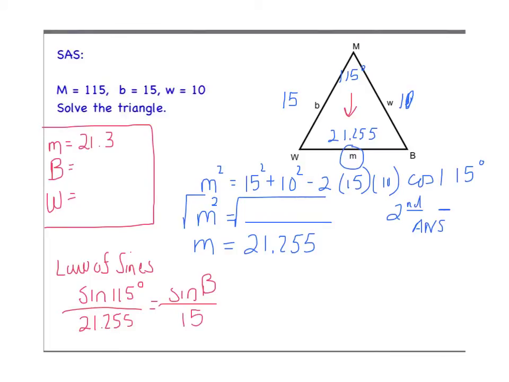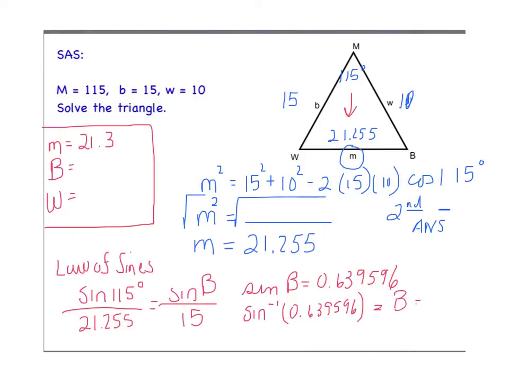Okay, so when I take 15 times the sine of 115 and divide it by 21.255, then the sine of B is going to equal 0.639596. Is that between -1 and 1? Yes, it is. So that's going to be a valid angle. I'm going to hit second sine. So I need to take the inverse sine of the ratio to get angle B. And angle B will be 39.76, or about 40 degrees.